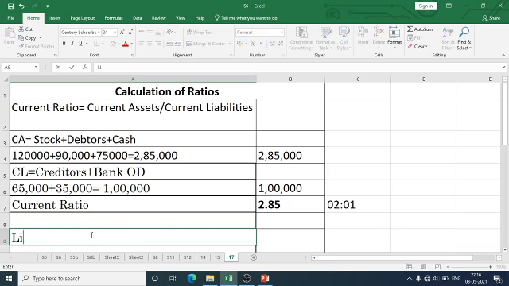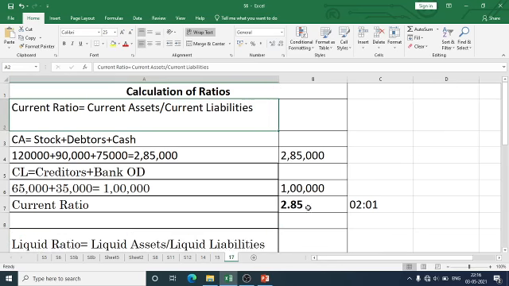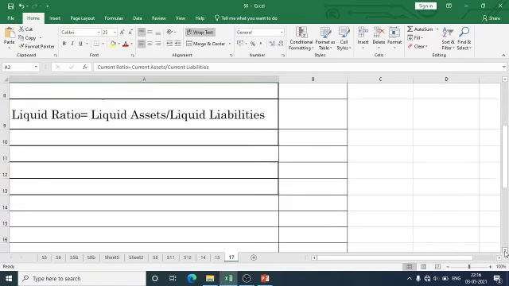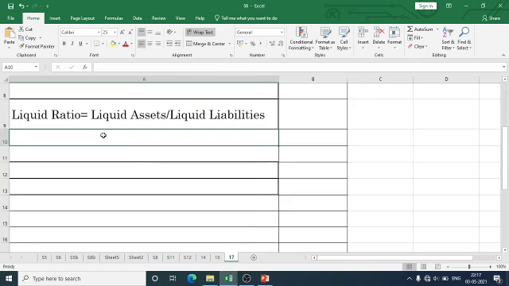Fine. Second one is liquid ratio. The formula for liquid ratio is liquid assets upon liquid liabilities. So liquid asset upon liquid liabilities. Now sometimes the formula in some textbooks they consider liquid asset upon current liabilities. So anyway, we'll stick to this formula.